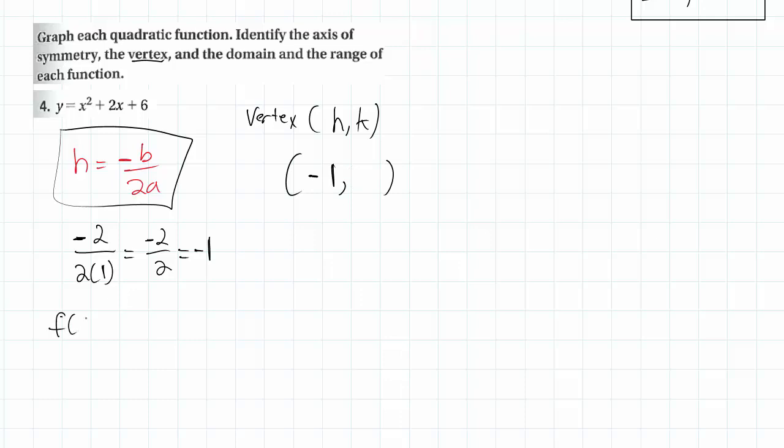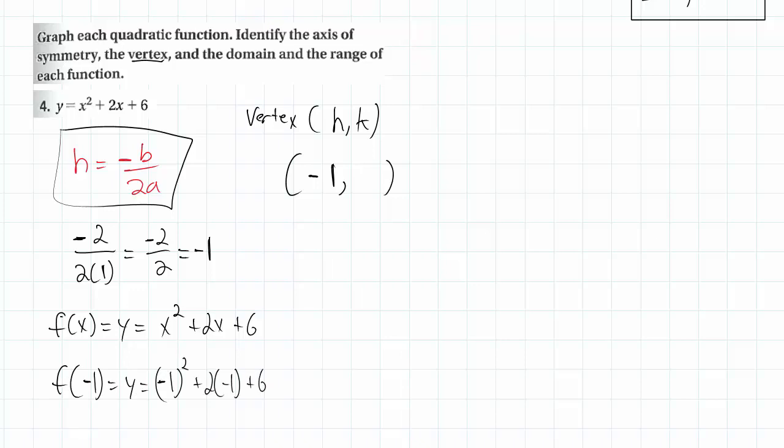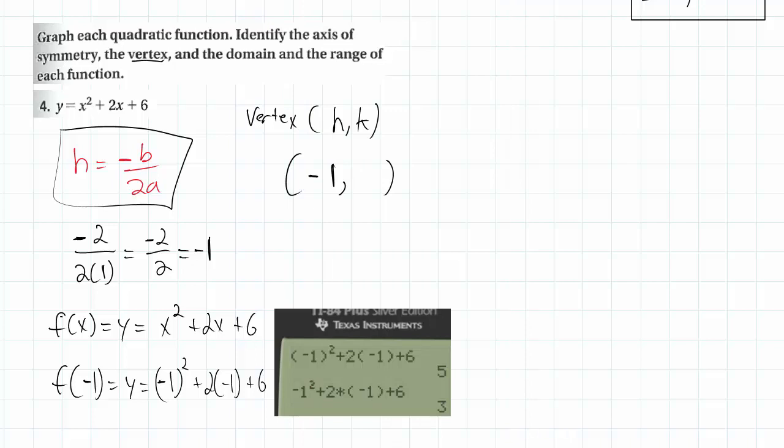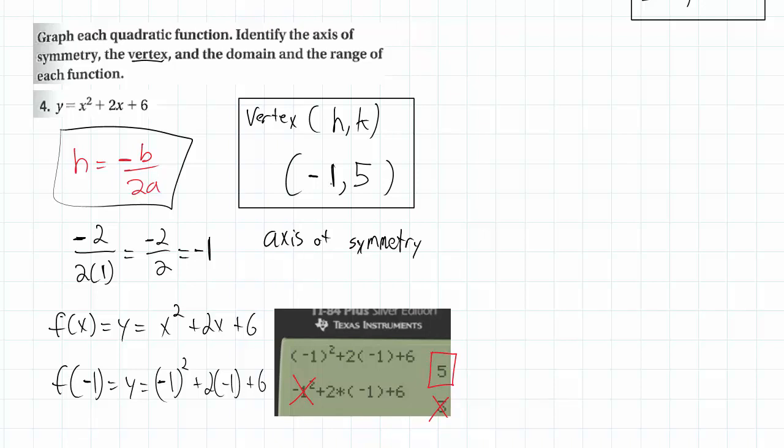Well, how do I get the y coordinate of my vertex if I have standard form? Well, you take that x coordinate, you plug it into x in the equation, and then the y coordinate that it spits out is the k value or the y value of the vertex. And so if I calculate that, make sure that when you put it in your calculator, you put the -1 in parentheses. Because notice how if I don't put the -1 in parentheses, it gives me two different values. So just make sure you put that in parentheses. And the vertex should be -1, comma 5.